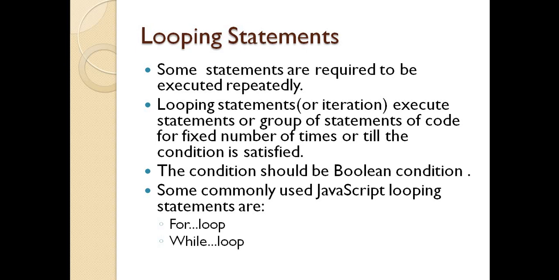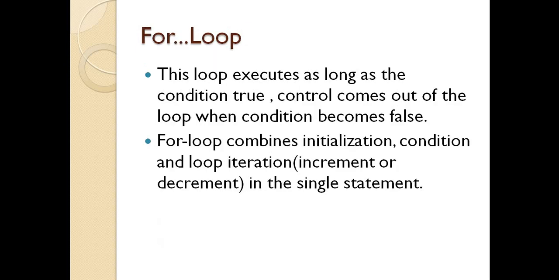So let's see the first loop, that is your for loop. For loop. This loop executes as long as the condition is true. Control comes out of the loop when the condition becomes false. So if the condition is true, the statements will be executed. If the condition is false, the statements will not be executed and it will come out of the loop. Okay, so next point. For loop combines initialization, condition and loop iteration in a single statement.